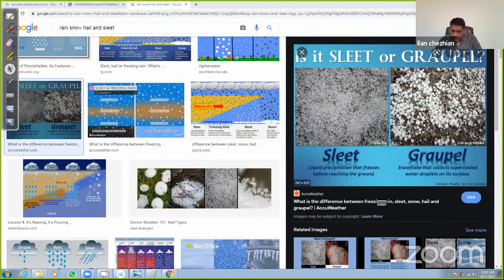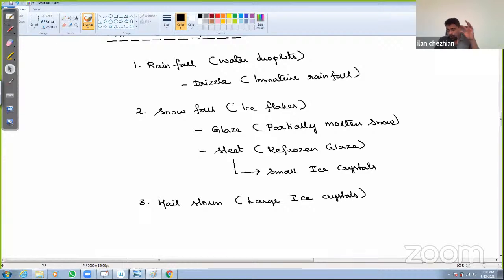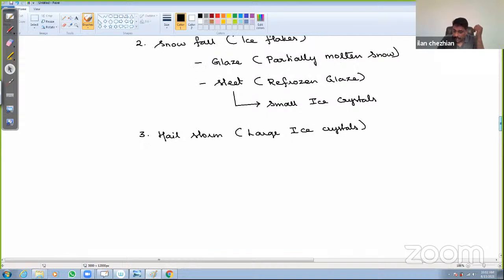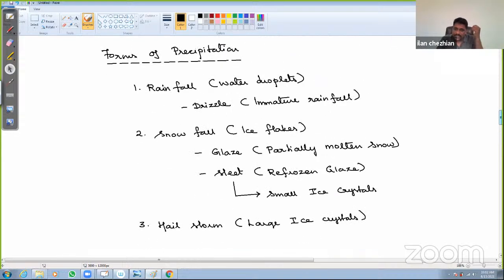So just showing you the different forms of precipitation, the different forms in which the condensed material falls from the cloud. Approximately, you can imagine water droplets falling as rainfall. If it is falling as ice flakes, snowfall. Partially molten ice flake, where one side is ice flake and the other side is soft snow, you call glaze. Hardened ice crystals, you call sleet. A very large chunk of ice, you call hailstorm, my friend. So these are some of the forms of precipitation.